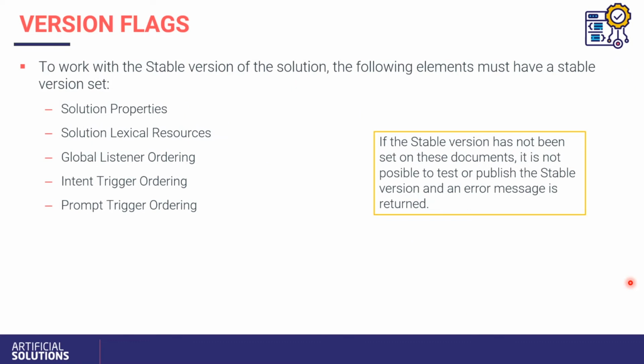If you do not have a stable version on those and you try to work with stable versions, either in tryout, publishing, or in auto test, then you'll get an error message. So the system will tell you that it cannot run the stable version because something is missing. The system will not let you really progress with a stable version unless everything is in place.